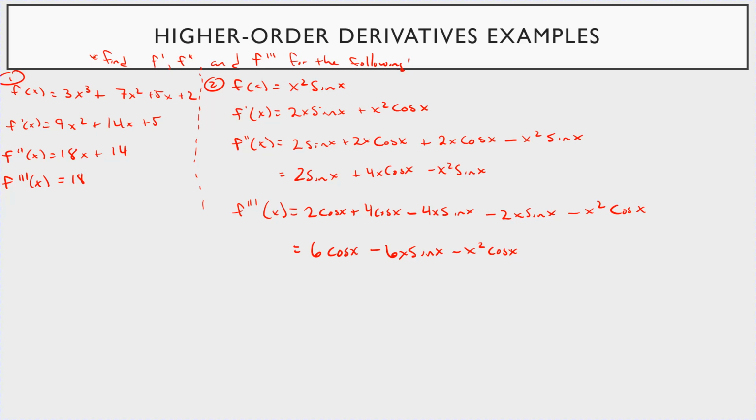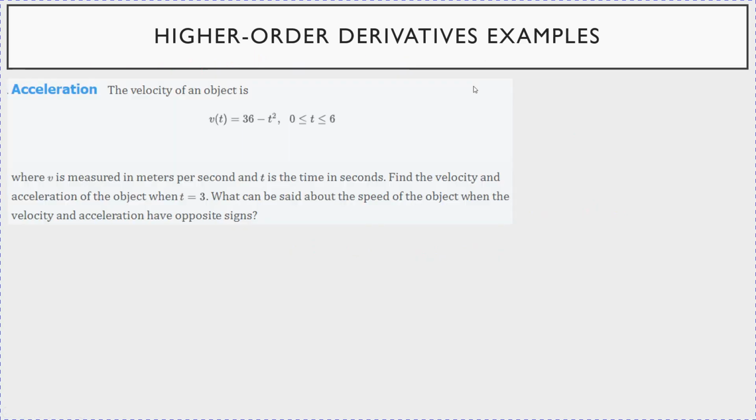All right, let's end the lecture now with two application problems. Okay. So we talked about position, velocity, and acceleration functions here. So suppose the velocity of an object is this. V of t is equal to 36 minus t squared, and t is between 0 and 6. So v is measured in meters per second, and t is in seconds. Find the velocity and the acceleration of an object when t is equal to 3.